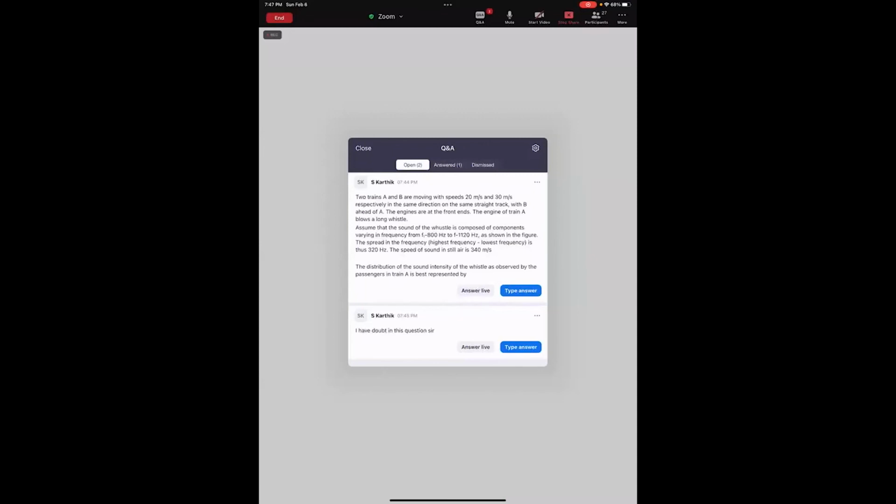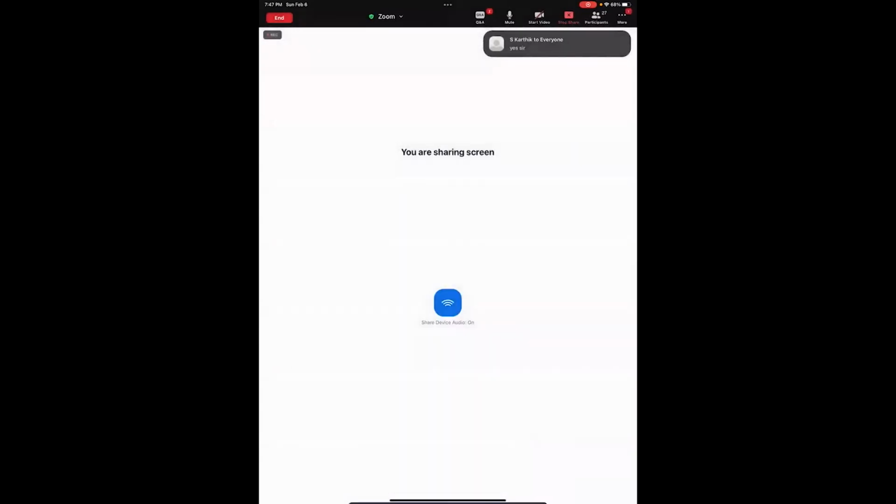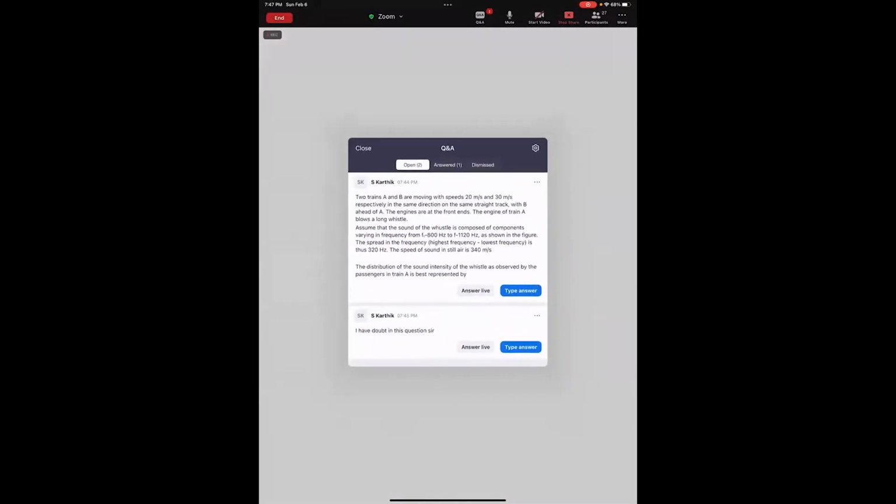Are you able to understand, Karthik? Easy, see. Just like that it is done. So 340 minus 30 is 310, 310 by 320. Am I right? 31 by 32 into 800, and 31 by 32 into 1120. So 32 and 800: 8 fours are 32, so 32, 25 times is 800. Am I right?